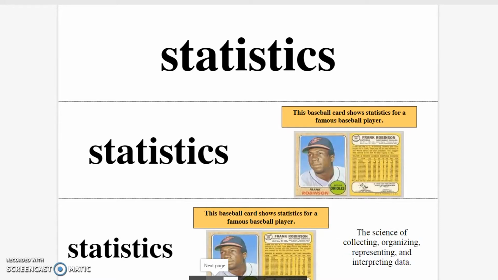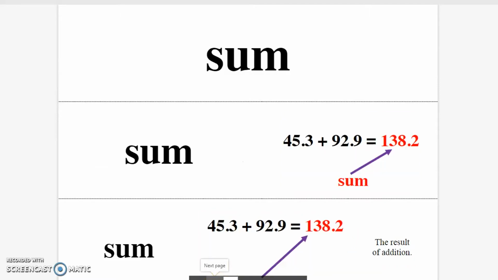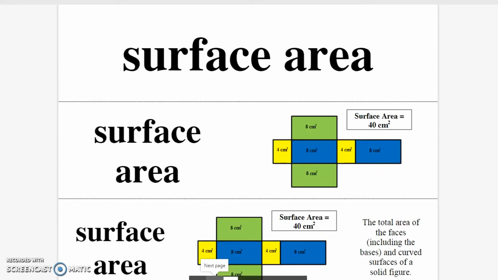Statistics, the science of collecting, organizing, representing, and interpreting data. Substitution, the replacement of letters in an algebraic equation with known values. Sum, the result of addition. Surface area, the total area of the faces, including the bases, and curved surfaces of a solid figure.